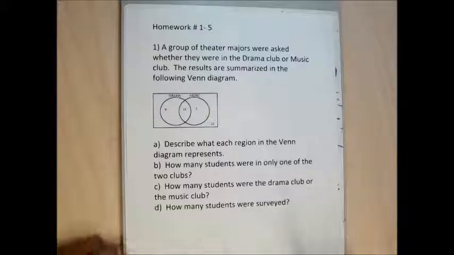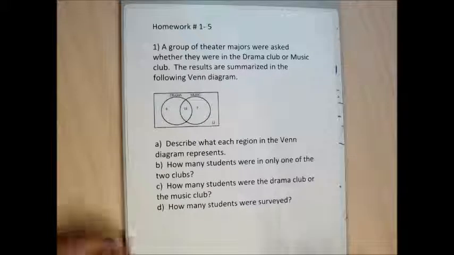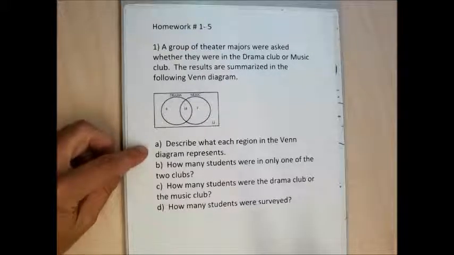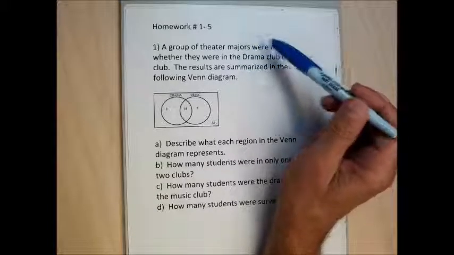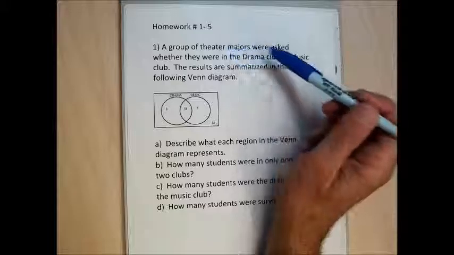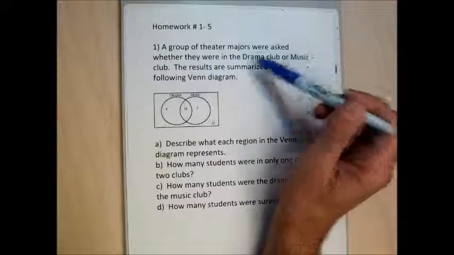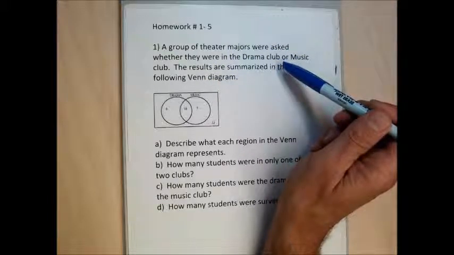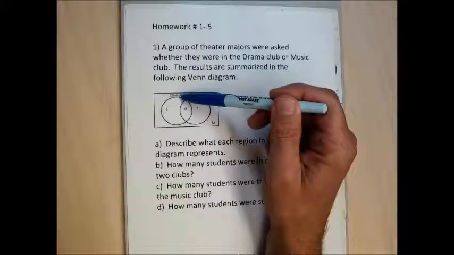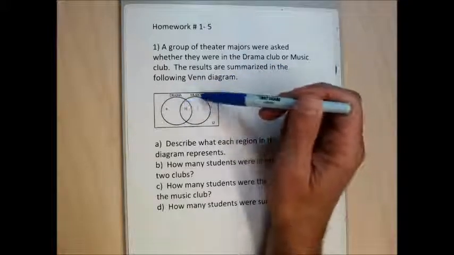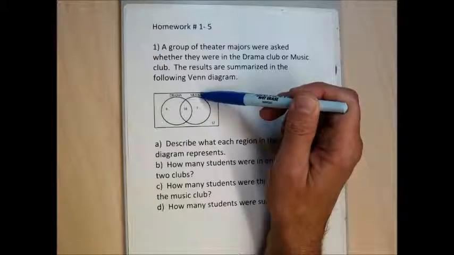So I'll do your problem 1 to get started. Describe what each region represents. Well, I better read the problem first. A group of theater majors were asked whether they were in the drama club or the music club, and the results were summarized in the following diagram. The left circle represents the students that were in the drama club. The right circle represents the students that were in the music club.